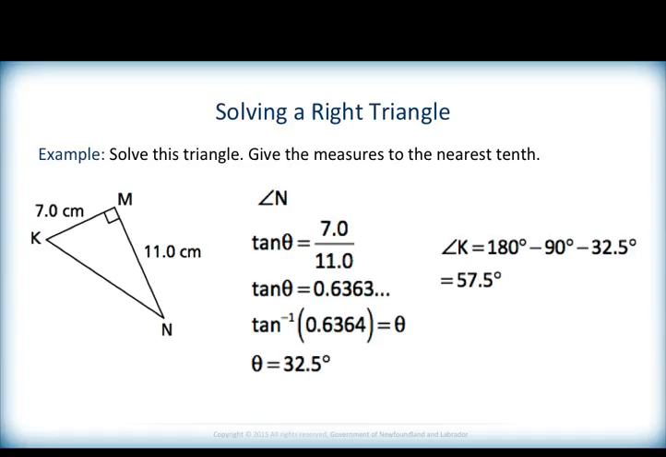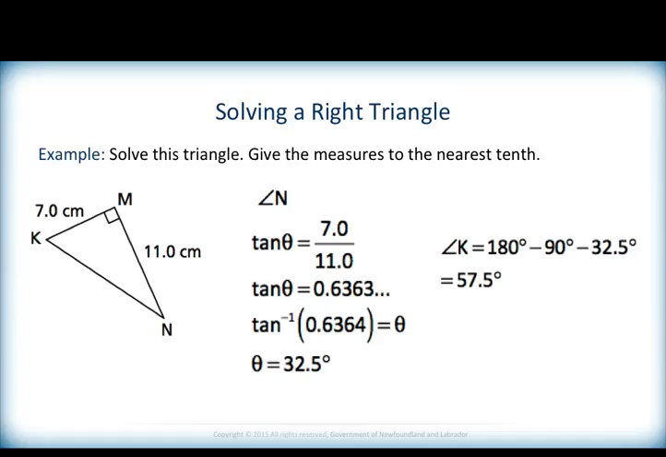So in our example here, we have this triangle, KMN, and we need to solve for all sides and all angles. As you can see here, for angle N, if we label that triangle according to angle N, opposite would be 7.0 centimeters, and adjacent would be 11.0 centimeters. We're going to use the tangent ratio to help find angle N. So you have tan theta equals 7.0 divided by 11.0. You want to rewrite that as a decimal, which gives us 0.63 repeating.